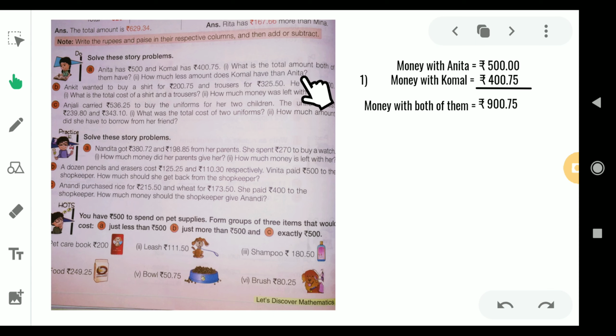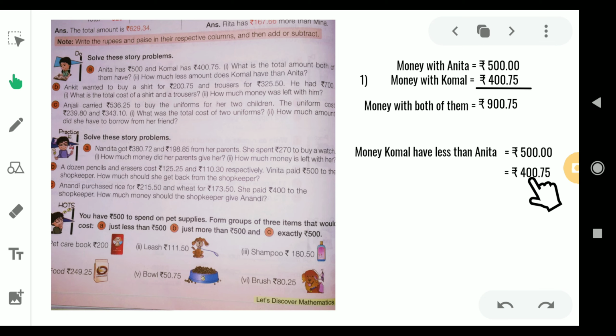Let's move on to the next question, that is, how much less amount does Komal have than Anita? So which means Anita has more money than Komal, which also means that Komal has less money than Anita, but by how much? This we need to find out here. For this, we have to take the difference of both the amounts. So we write like this, that is, money that Komal has less than Anita equals. This is the money that Anita has, that is 500 rupees, and this is the money that Komal has, that is 400 rupees 75 paise. So when you take the difference of both the amounts, you will get that.